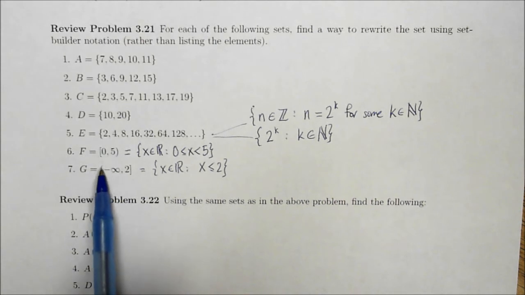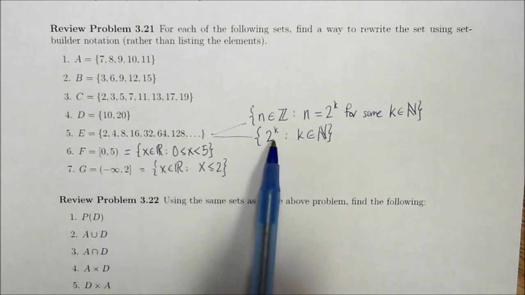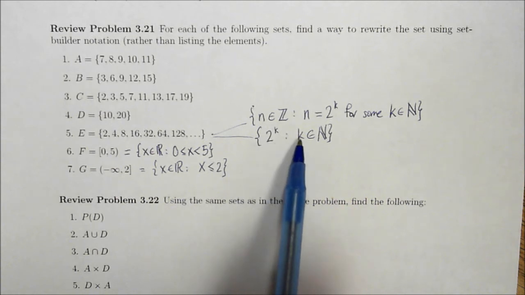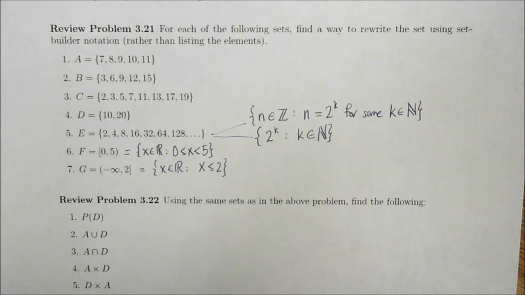So don't forget about doing interval notation, and also it is acceptable to have something like this where I have a function here and then the right side says the properties of the variable here. Okay, so with that we'll continue the video with the solution of problem 3.22.